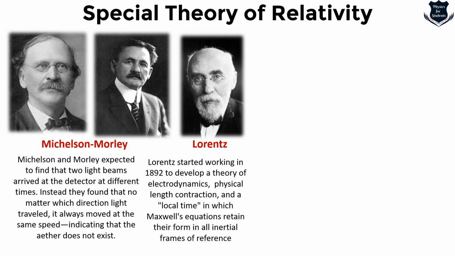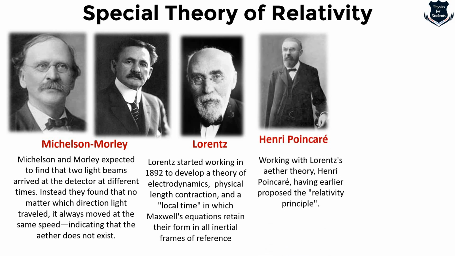physical length contraction, and a local time in which Maxwell's equations retain their form in all inertial frames of reference. That means the Lorentz transformation, etc., which we will explore, actually was developed without the presence of ether. Working with Lorentz's ether, here is another French mathematician, Henri Poincaré, having earlier proposed a relativity principle as a general law of nature, including electrodynamics and gravitation. Now, he used this principle in 1905 to correct the Lorentz transformation. Henri Poincaré transformed the formulas, resulting in an exact set of equations that are now called the Lorentz transformation.